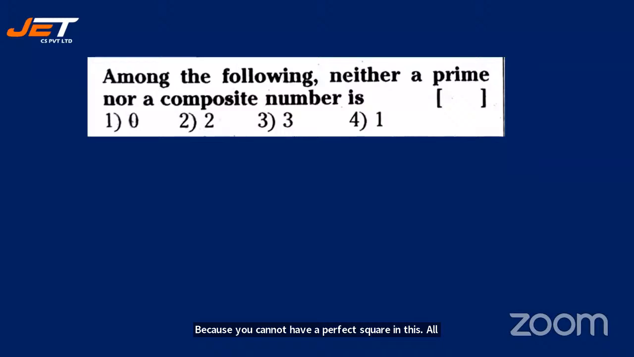Among the following, neither a prime nor a composite number is dash. Neither a prime nor a composite number. Is it 0? Is it 2? Is it 3? Or is it 1? Choose your option. Give me your answer in the chat box. Option 1, 2, 3, or 4. It shouldn't be a prime number and it should not be a composite number. All right, hope you've understood the question.